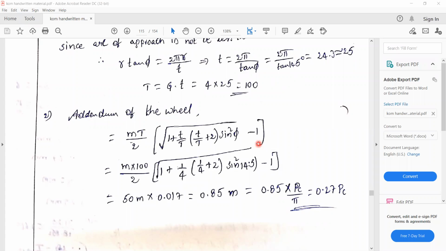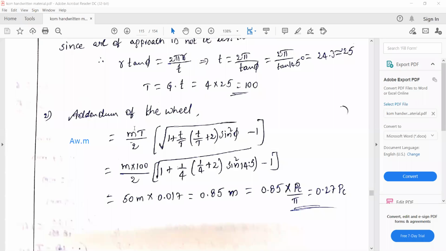That is the addendum of the wheel, A suffix WM, which we also take in our derivation. A suffix W M equals the addendum of the wheel, capital A suffix W, into M. A suffix W into M is also equal to mt by 2 into square root of 1 plus 1 by G into (small t by capital T) into (small t by capital T plus 2) sine square phi minus 1.